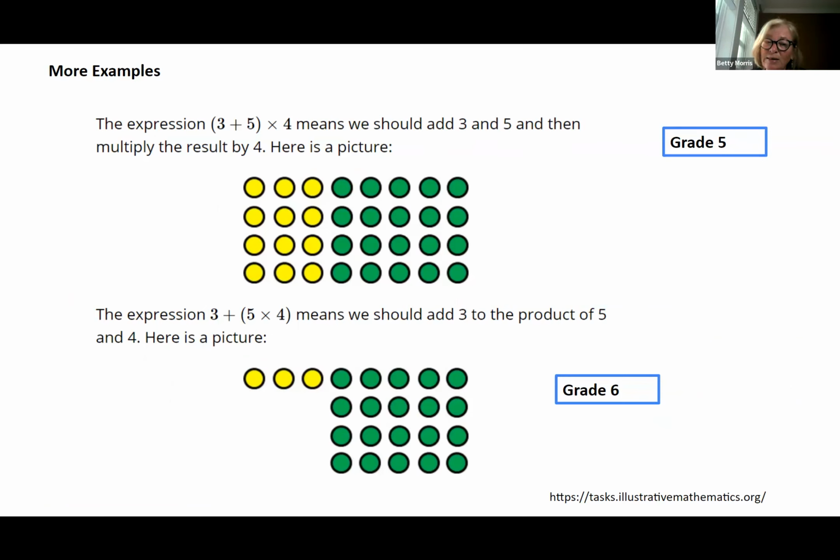And then we get into grade 6, and the only difference is we've got now a multiplication in the parentheses. So you can see you start off easy, easy multiplication for the students to do. So the expression 3 + (5 × 4) means we should add 3 to the product of 5 and 4, or 5 × 4.